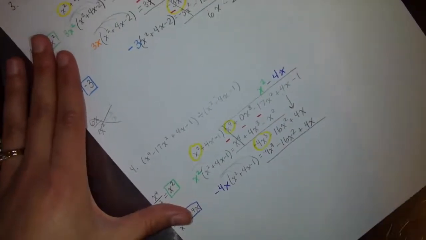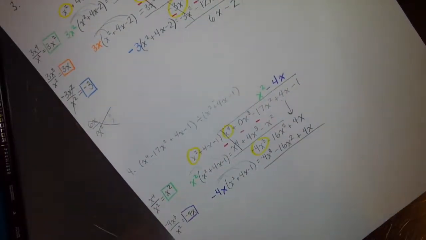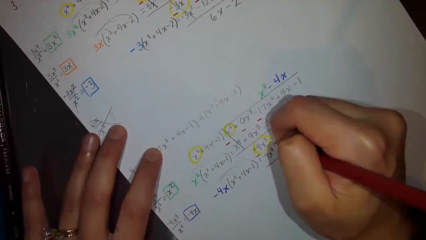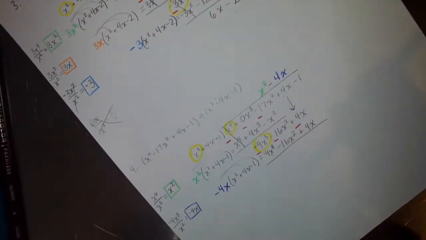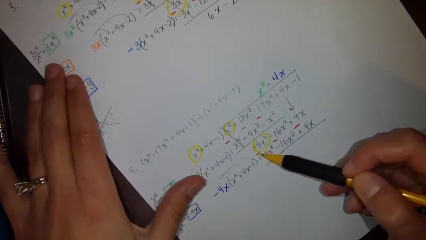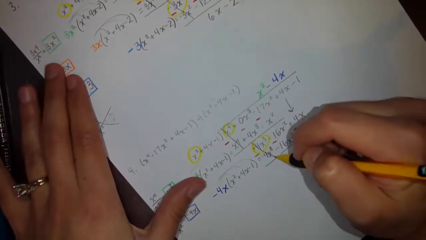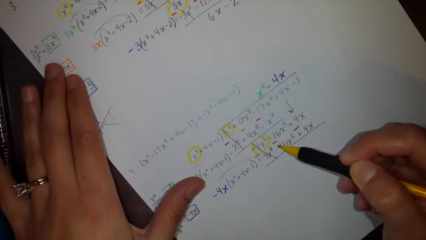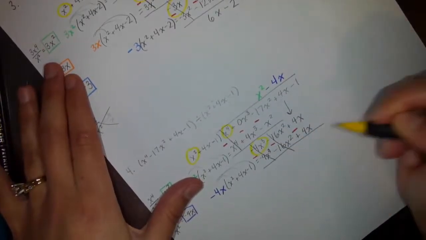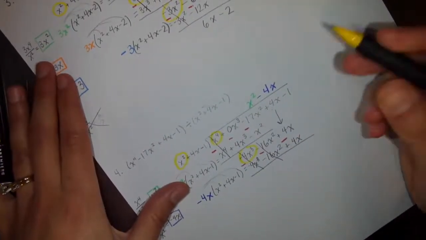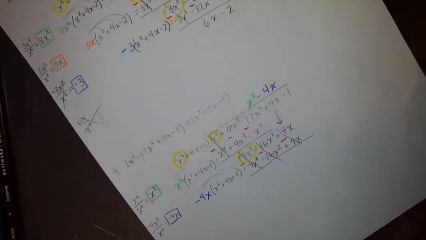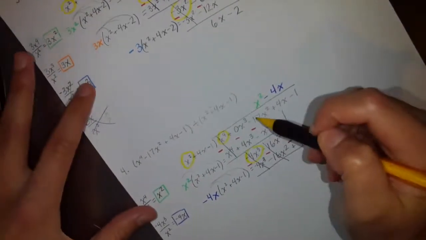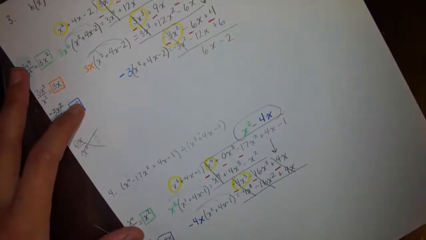Well, look what's happening here. When we go to subtract, negative 4 minus negative 4, that cancels. Negative 16 minus negative 16, that cancels. 4 minus 4, that's a 0. Everything cancels. We have no remainder. So this will be our final answer.